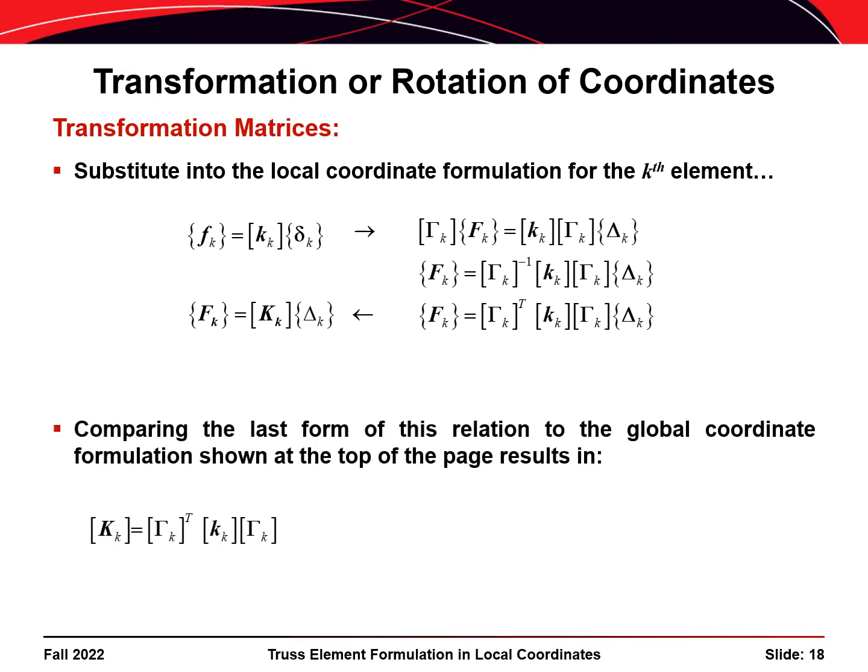In other words, the element stiffness matrix in global coordinates is equal to gamma transpose times the element stiffness matrix in local coordinates times gamma. This process is referred to as pre- and post-multiplication.